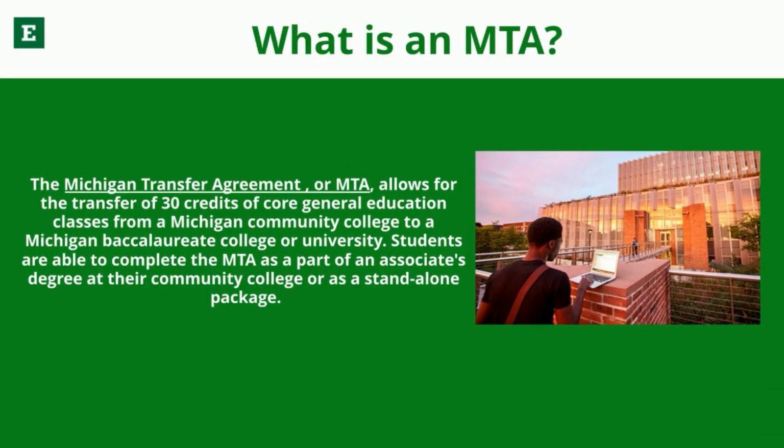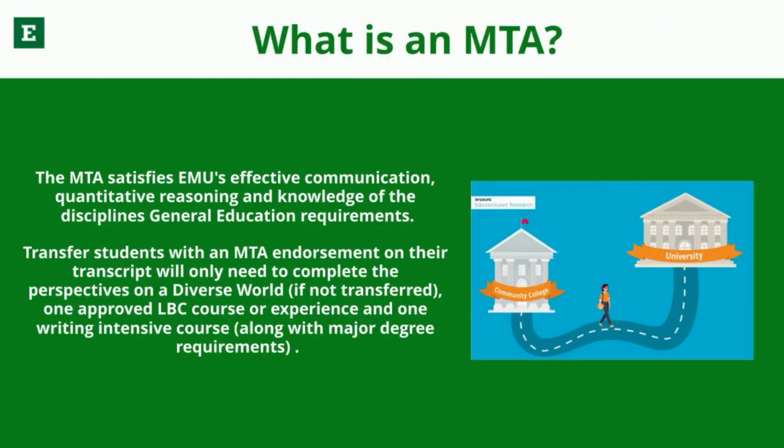Transfer students coming from a community college may also see the code MTA on their academic transcript. The Michigan Transfer Agreement, or MTA, allows for the transfer of 30 credits of core general education classes from a Michigan community college to a Michigan baccalaureate college or university. Students are able to complete the MTA as a part of an associate's degree at their community college or as a standalone package. The MTA satisfies EMU's effective communication, quantitative reasoning, and knowledge of the discipline's general education requirements.